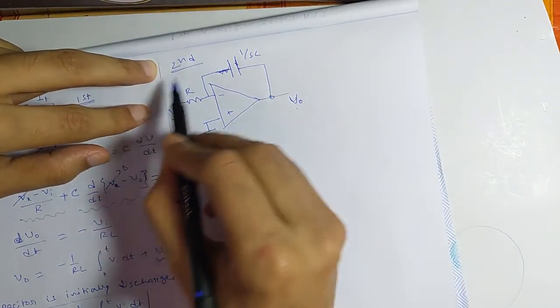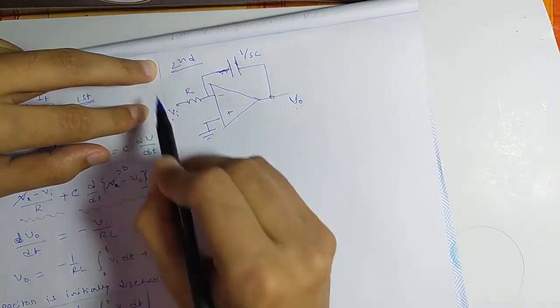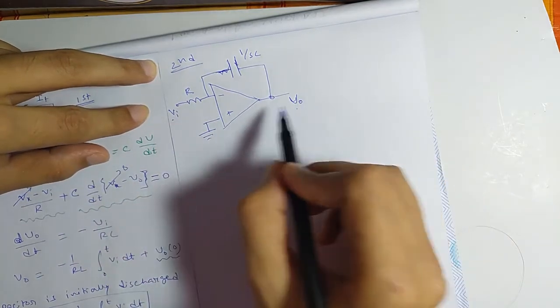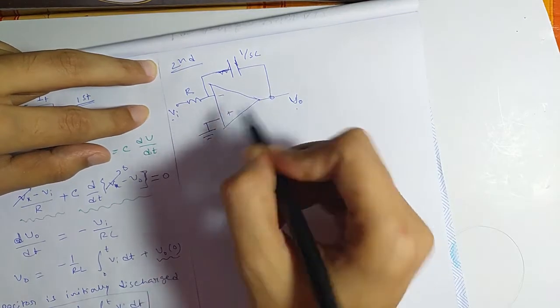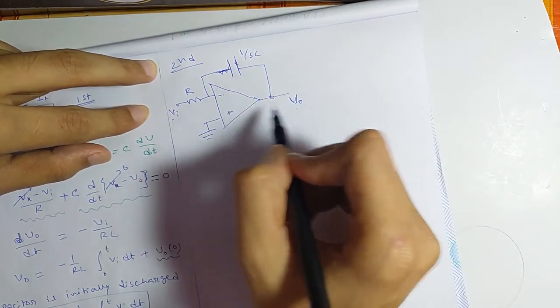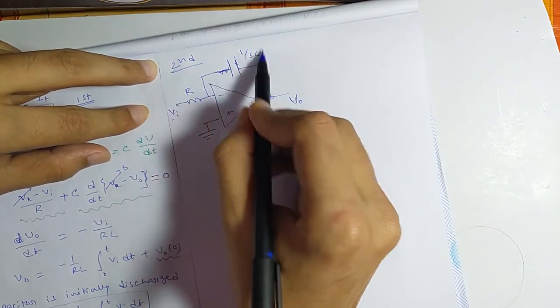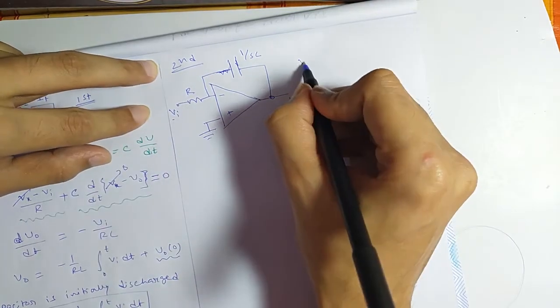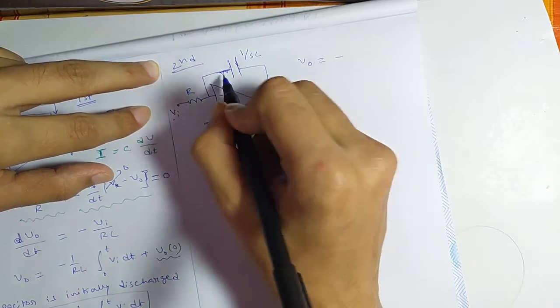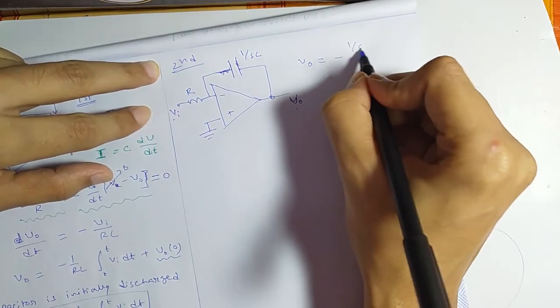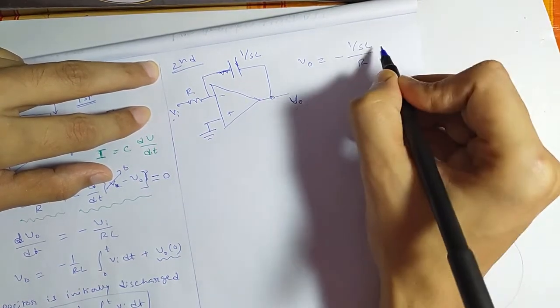So you can see this kind of circuit is like the inverting amplifier. The gain of the circuit will be minus this by this. So V0 will equal minus this part by this part, 1 by SC by R, into VI.